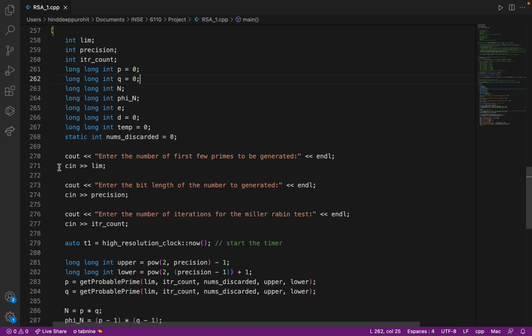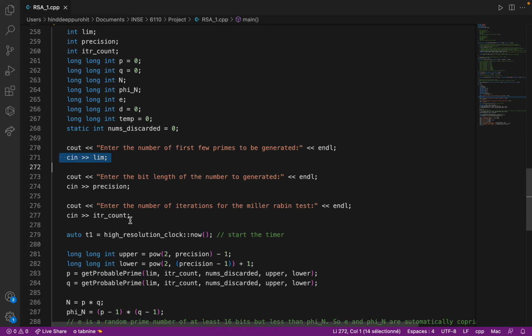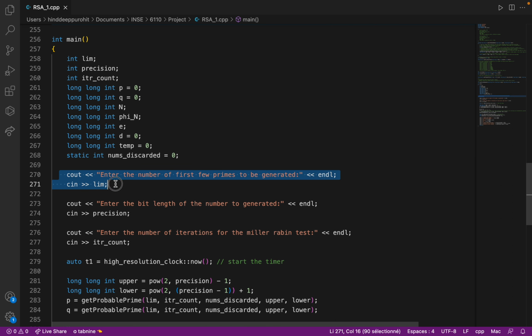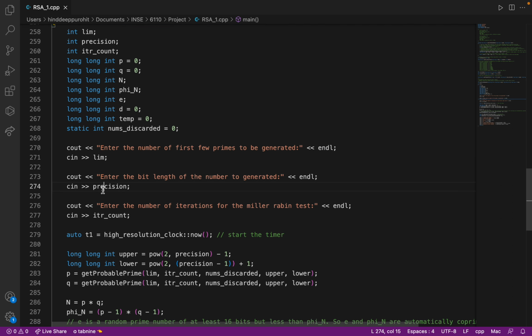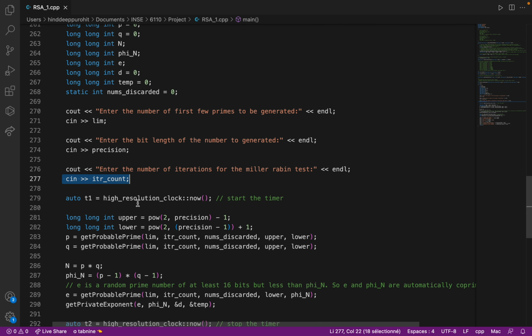We begin by taking three inputs. The inputs are limit, precision, and ITR count. The first variable, limit, would be explained later on in this video. Precision is the number of bits, the bit length of the number that we wish to generate. And ITR count: we are using the Miller-Rabin algorithm to test for primality, so we need to determine the number of iterations for the Miller-Rabin algorithm. So we are taking that input and storing it into the ITR count variable.